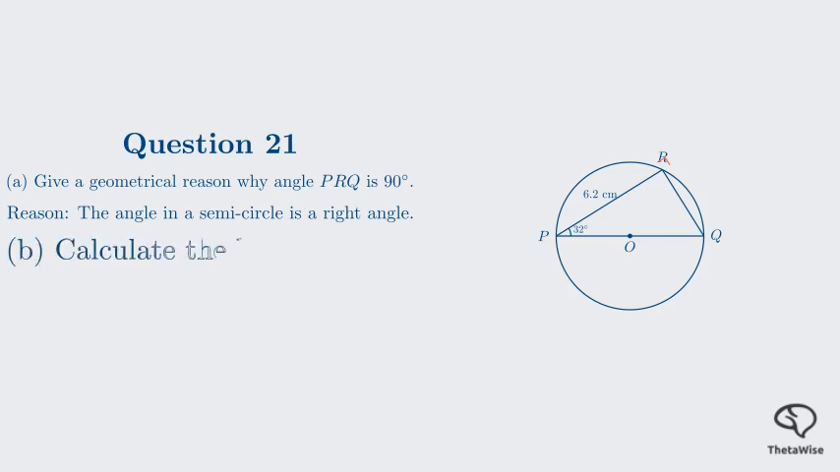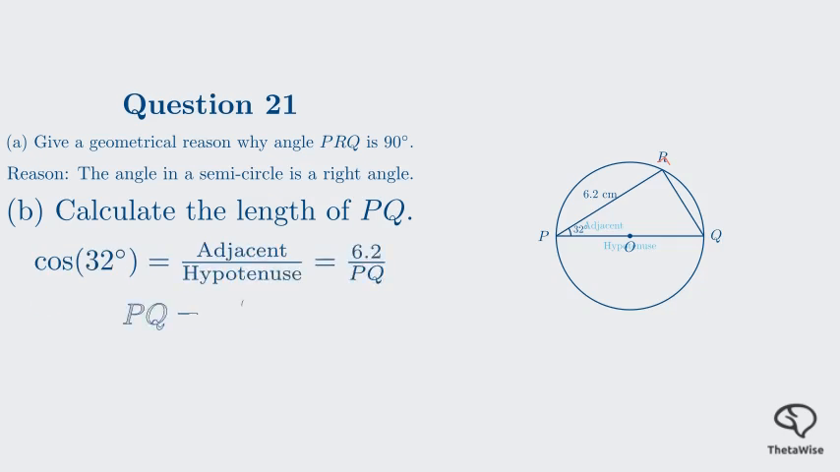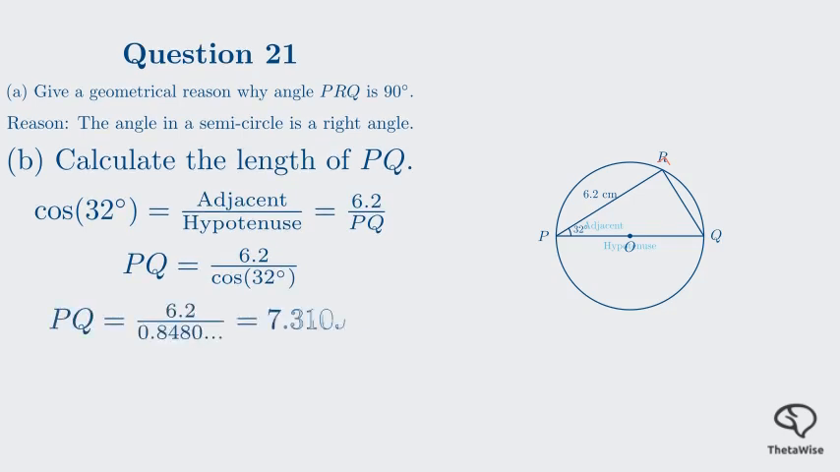In Part B, since we now know that triangle PRQ is a right-angled triangle, we can use trigonometry. We know the side PR is the adjacent side to the 32-degree angle, and we want to find PQ, which is the hypotenuse. The trigonometric ratio that links the adjacent and the hypotenuse is cosine. To find PQ, we rearrange the formula. Using a calculator, PQ equals 6.2 divided by 0.8480, which gives 7.3109.